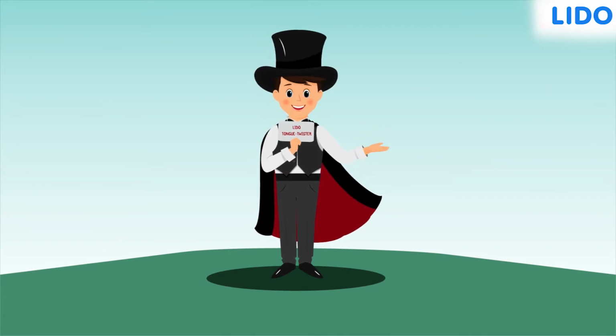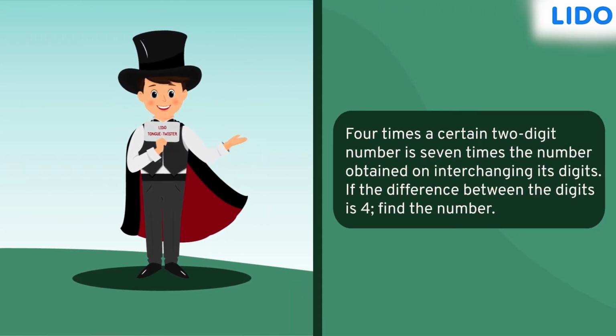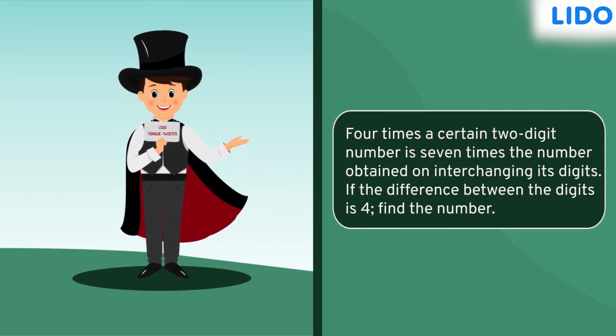Listen to it carefully because there might be some math hidden in it. 4 times a certain 2-digit number is 7 times the number obtained on interchanging its digits. If the difference between the digits is 4, find the number. Well, I think this tongue twister was a math question.